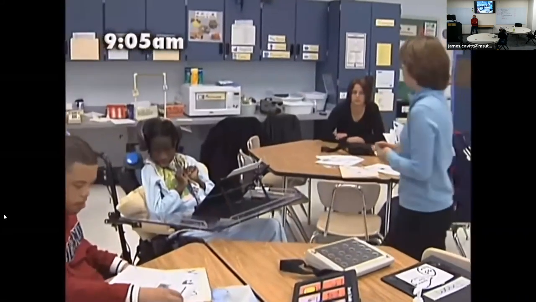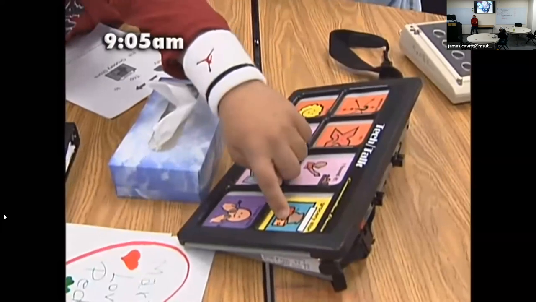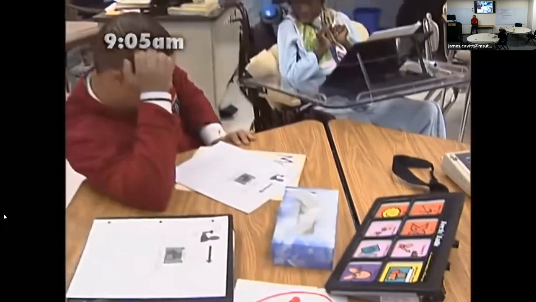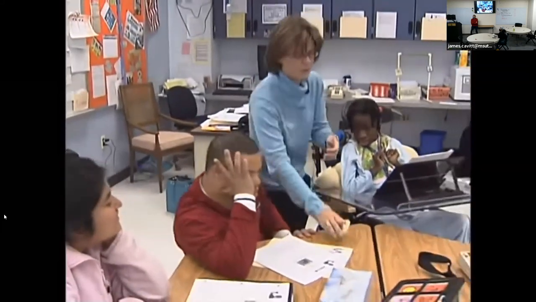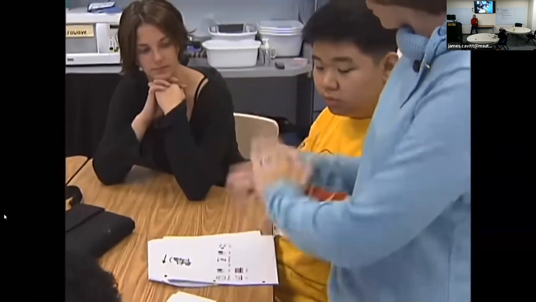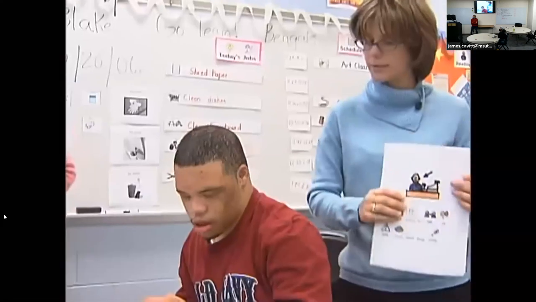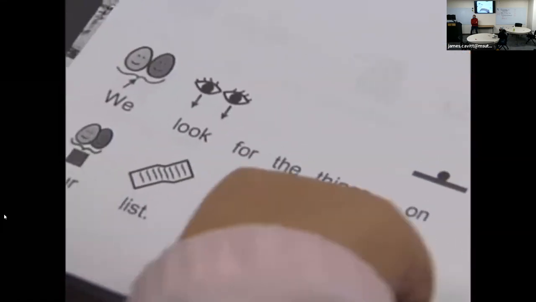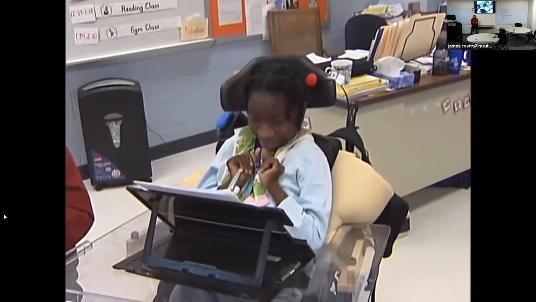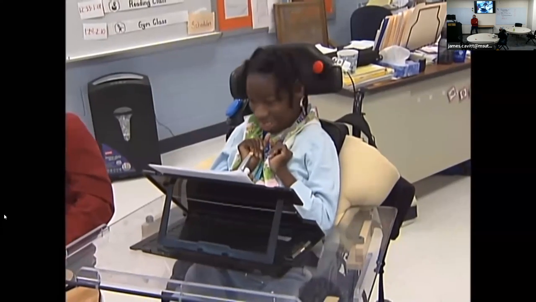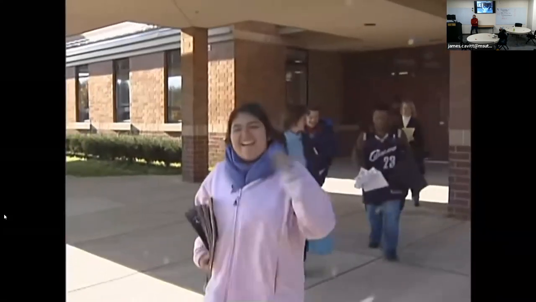All right, where are we going today? Grocery store. That's right. I think grocery shopping in particular is just a very important trip. It's an important place for students to be able to feel comfortable, and most of my students are working on different skills. So we'll say hi to the clerk. Hi. That's right, Miss Maya.